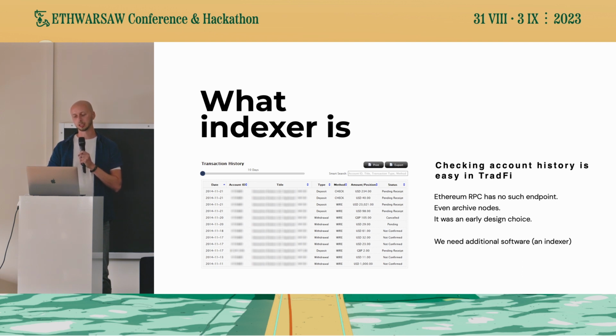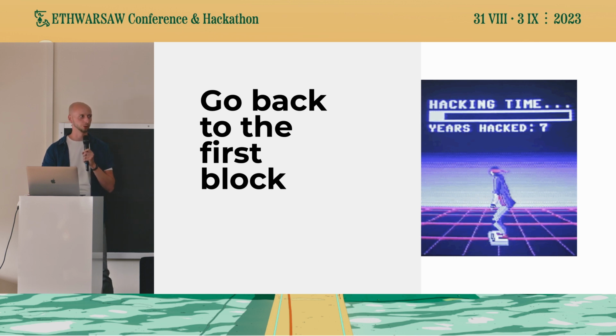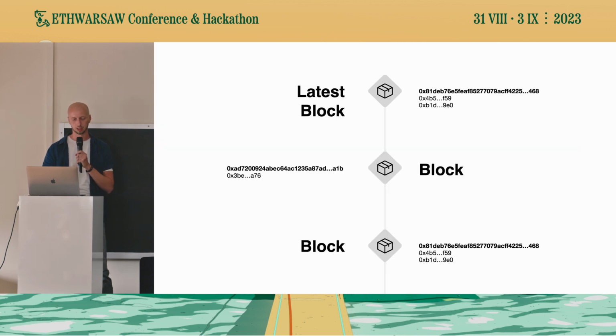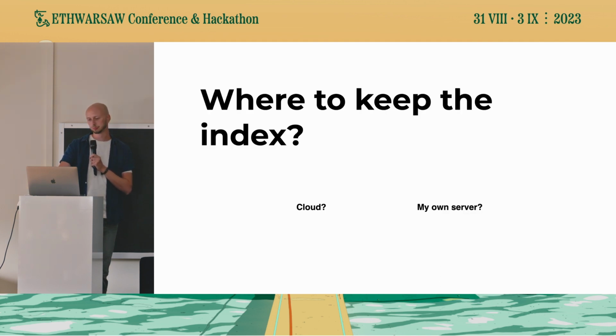And that's why we need additional software, which is an indexer. So an indexer goes back in time. It goes back to the very first block ever produced on the given chain. And from there, it travels to the future, to the present, towards the latest block. So it goes block by block, and for each block, it finds transaction IDs and tries to extract account addresses. So if you run an indexer, you will end up with the index.